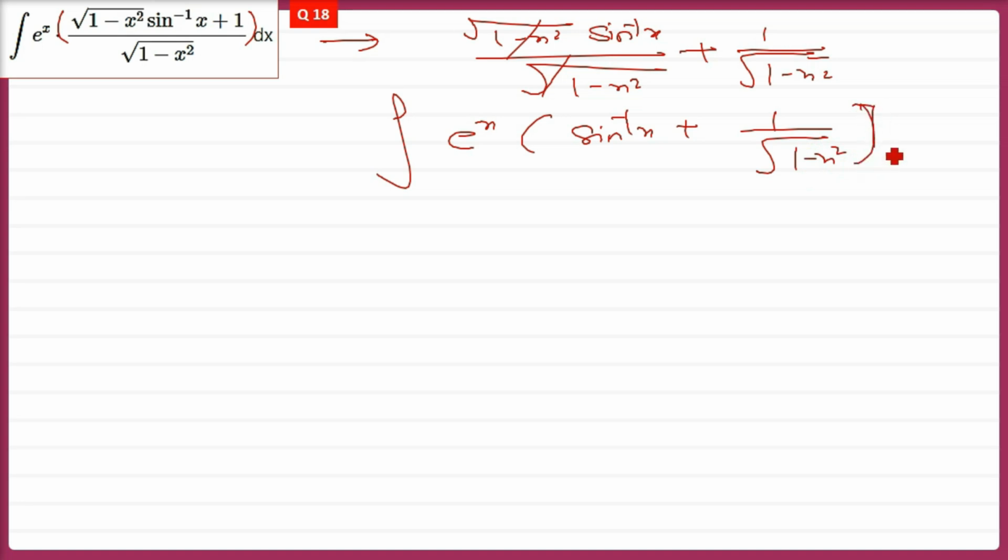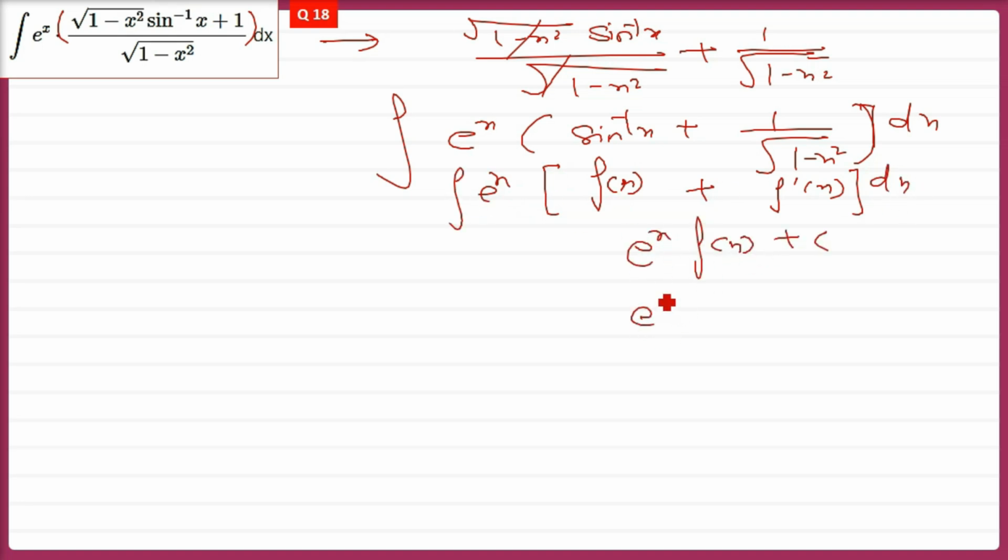So what do you see here? Sin inverse x has a direct result of 1 by sqrt(1 minus x^2) if it is differentiated. So it's directly f'(x). f(x) is sin inverse x, so f'(x) will be 1 by sqrt(1 minus x^2). e^x is here. So the formula we were thinking of is right in front of you. e^x f(x) plus c is the result. What is f(x)? It is sin inverse x. So e^x sin inverse x plus c is the final result.